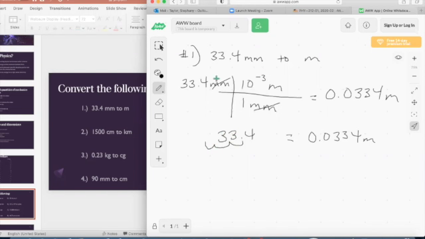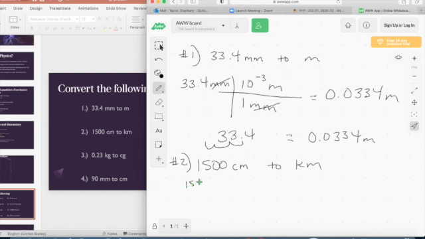So that's why I say I will go ahead and try to multiply that in your calculator. So that was number 1. Let's try to see if I can fit number 2 down here. Number 2. Okay, so number 2, we're going from 1,500 centimeters to kilometers. All right, 1,500 centimeters to kilometers.